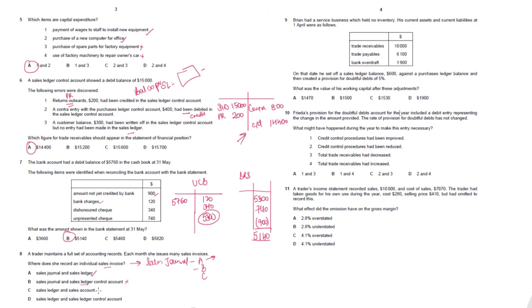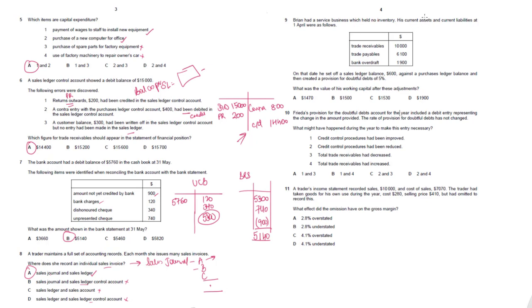Sales ledger and sales account. This is not true. Individual sales invoices are not entered in the sales account. You prepare the sales journal and then you take the total at the end of the period and transfer that total to the sales account. The question is about where she records individual sales invoices. Hence option C is not correct. Option D also contains a control account, so not correct. So option A.